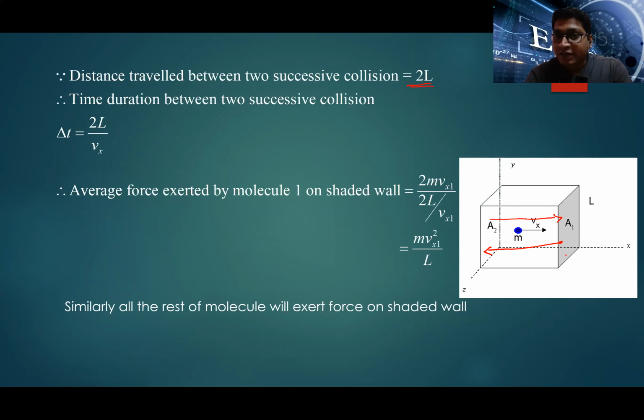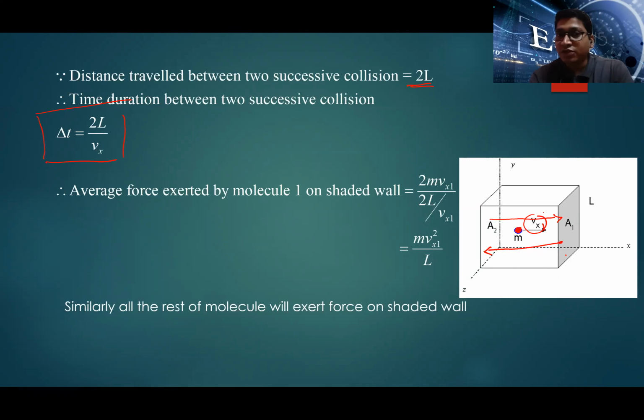What is the speed? Speed is Vx. So the time duration between two successive collisions, which is distance upon speed, is going to be 2L upon Vx. So we have the change in momentum, we have the time, so we can calculate the force over here. Now here we are considering only a single molecule, and we put the suffix 1 over here.